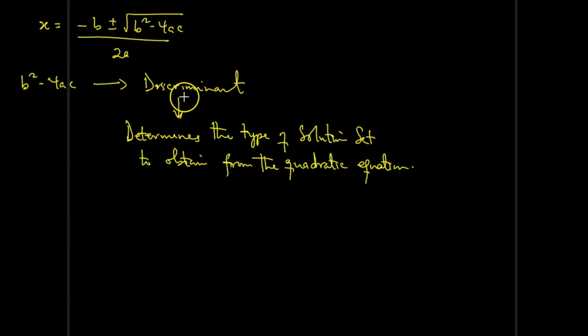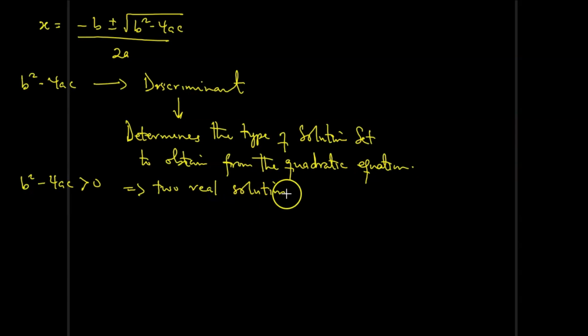So the discriminant determines the type of solution set to obtain from the quadratic equation. What do we mean by it determines the solution set? Now, if it should happen that the discriminant, which is b squared minus 4ac, is a number which is greater than 0, then it means you are going to obtain what we call two real solutions.